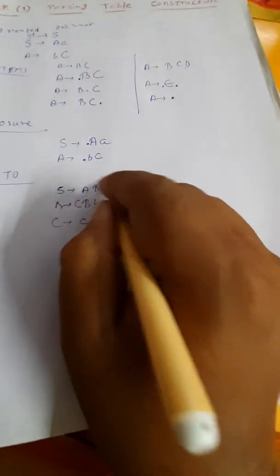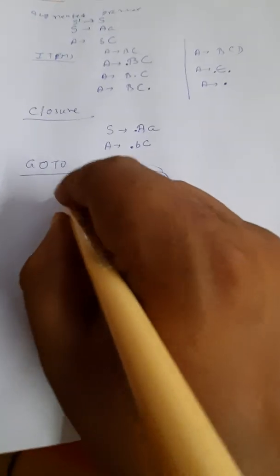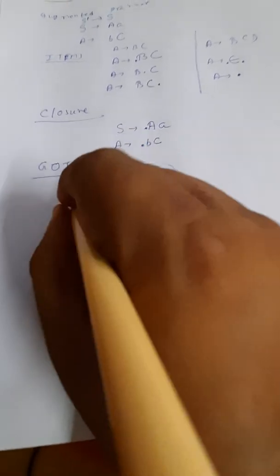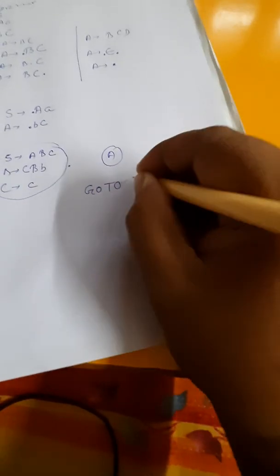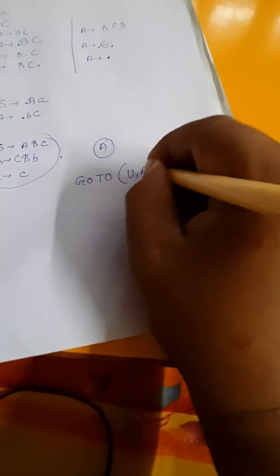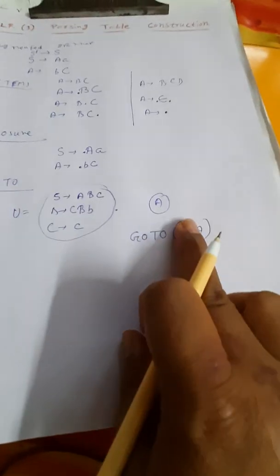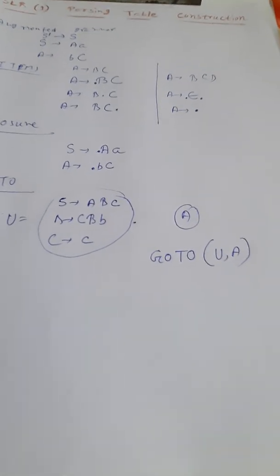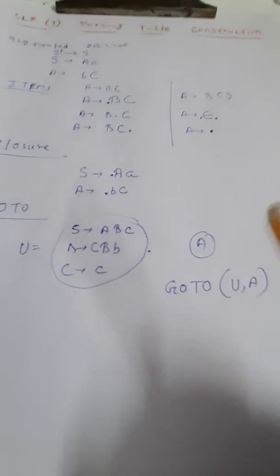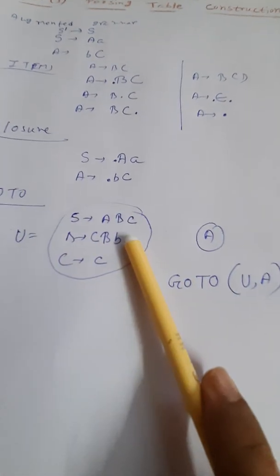So this is the set of rules. Suppose you have denoted this set as U. So this is the set, and the symbol is given as A. It means you want to find goto of U comma A. So U is this set and A is the symbol. So goto U, A. When you want to do this, first you look here.